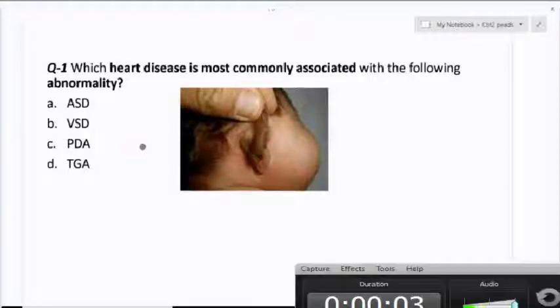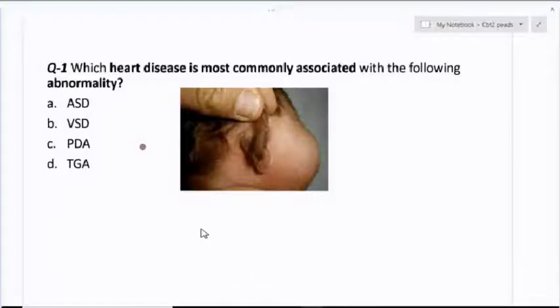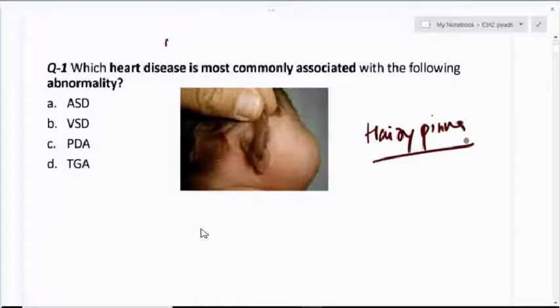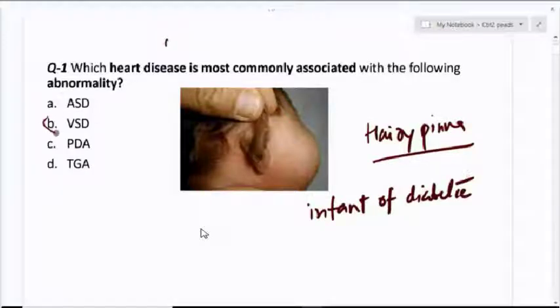So this child, the first question in pediatrics, has a hairy pinna, and hairy pinna is classically seen in infants of diabetic mothers. And if you look at the most common cardiac anomaly in infants of diabetic mothers, it's a ventricular septal defect. So remember, the most common cardiac anomaly in infants of diabetics is a VSD.